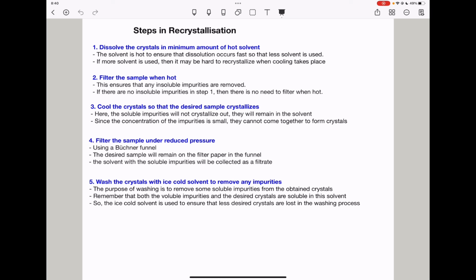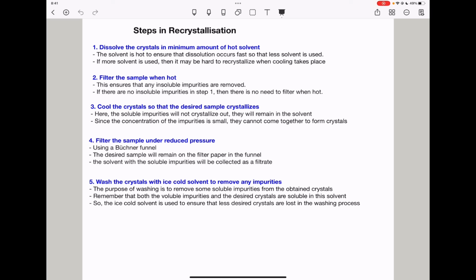Step 2 is to filter the sample when hot. Filtering when hot ensures that any insoluble impurities are removed. If there are no insoluble impurities, then you can skip step 2, just go to step 3. In step 3, you cool the crystals so that the desired sample crystallizes. Here, the soluble impurities will not crystallize out because they will remain in the solvent. The reason for this is the concentration of these impurities is really small, so they cannot come together that fast or that much in order for visible crystals to be formed.